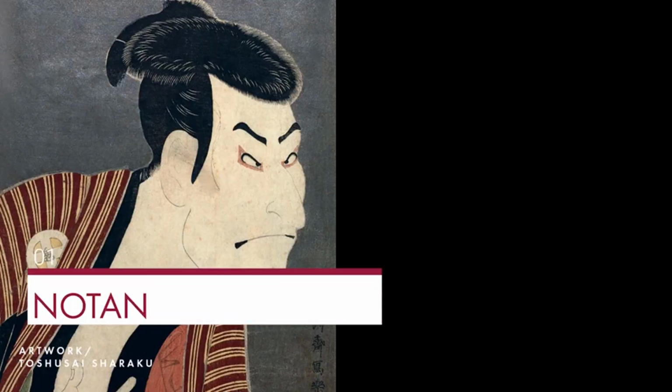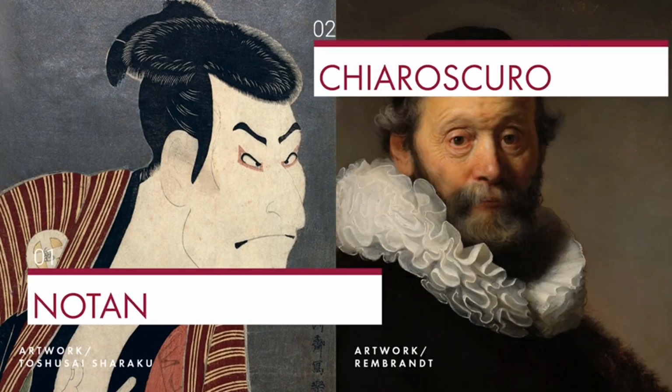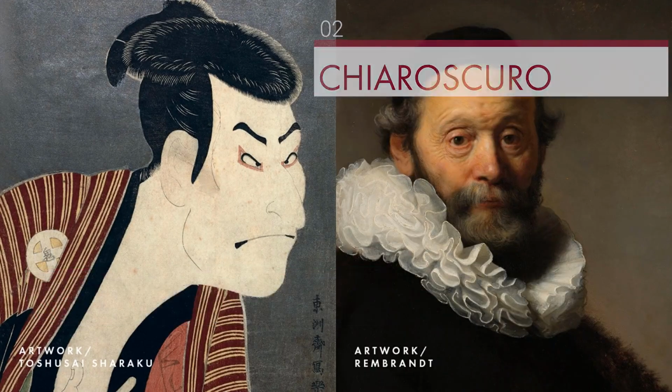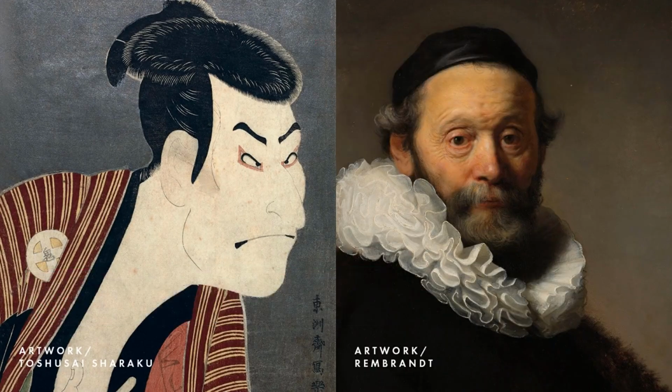When it comes to deciphering black and white values, there are two main ways: Notan versus Chiaroscuro. Yeah, I know, two fancy words right off the bat. Let's start, however, with Notan.